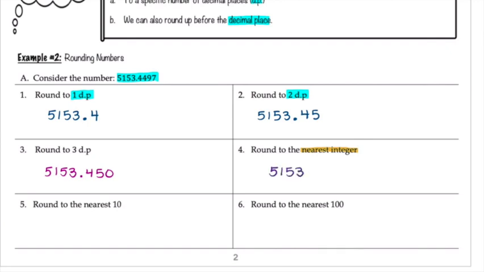5,153. Round to the nearest 10. That means the 10th place. So this is kind of taking us back to 4th grade when we learned about rounding. So the 10th place would be 5,150, the 50. Round to the nearest 100, 5,200.